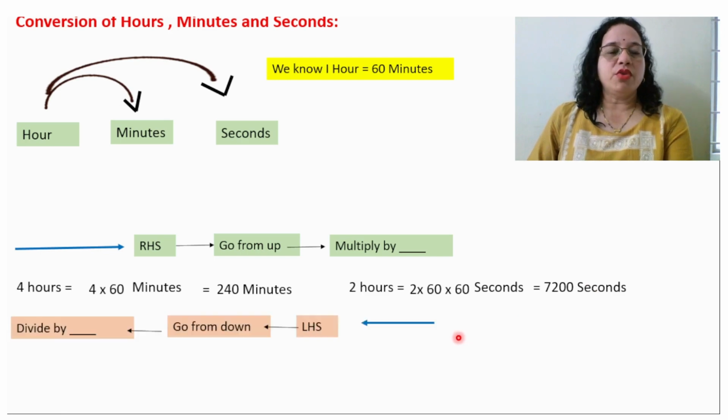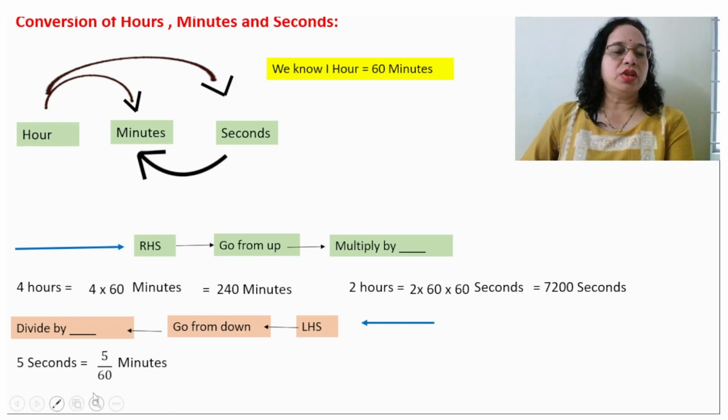Now we will go for the second rule. If we will move towards left hand side, we will go from down, and down means divide. So 5 seconds is equal to how many minutes? So we are taking only one jump, so we will divide by 60. As soon as we write in the form of fraction, we convert into simplest form. Cut these two numbers, you will get 1 by 12 minutes.